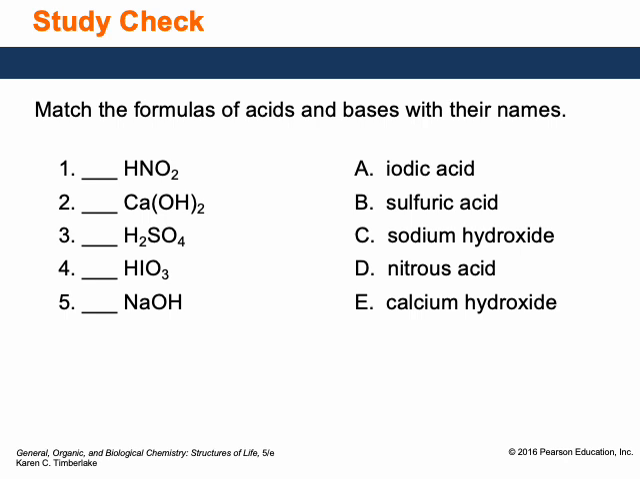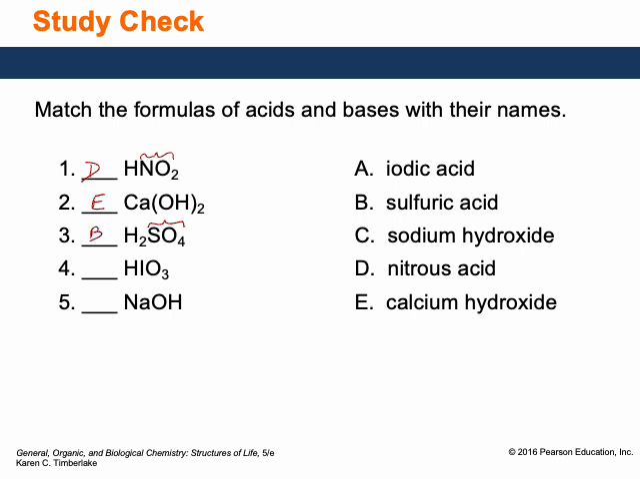So for instance, you can see here, match the following formulas of acids and bases with their names. So HNO2, remember this was nitrous acid. Why? Because this is nitrite, it changes to nitrous, so this is nitrous acid, so this is D. Then we have Ca(OH)2, this is a base because it has hydroxide ion, so it is going to be named calcium hydroxide, easy, so it is E. Next we have H2SO4. Again, I know this is acid because the formula is starting with hydrogen. This ion is called sulfate, so it would be sulfuric acid, which would be B right here.